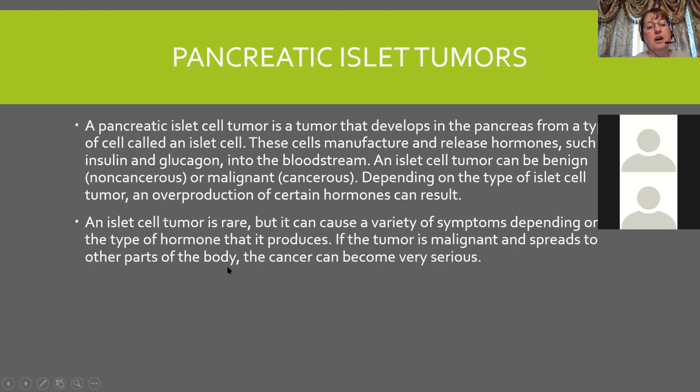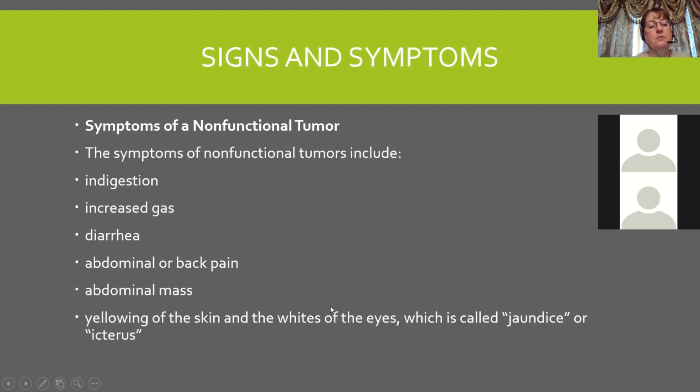So typically, the signs and symptoms of these are going to be related to what's going on. Like indigestion, that would make sense because it's happening in your pancreas. Increased gas, diarrhea, abdominal pain, yellowing of the skin and whites of the eyes.